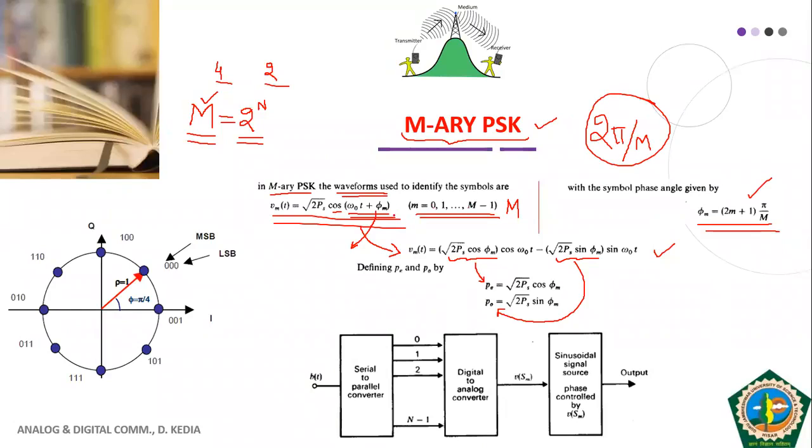So your QPSK can also be called 4-PSK, but it is popularly known as quadrature PSK. If you move higher than that, you have 8-PSK, which means capital M will be 8. You have 16-PSK. Such terminology we use corresponding to our M-ary PSK system.